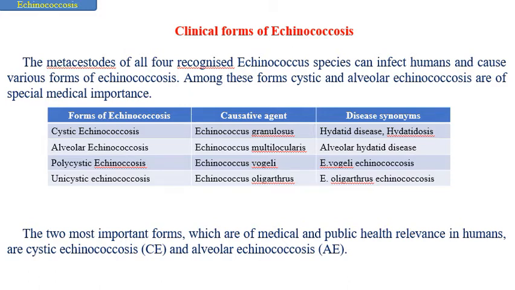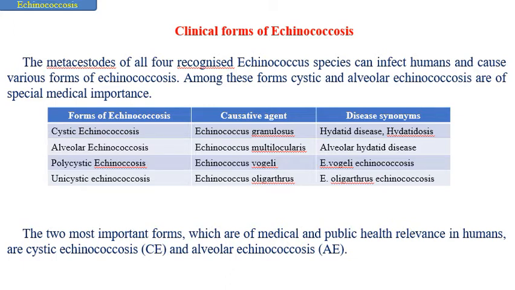The clinical forms of echinococcosis: all four recognized Echinococcus species can infect humans and cause various forms of echinococcosis. Among these forms, cystic and alveolar echinococcosis are of special medical importance. Cystic echinococcosis is caused by Echinococcus granulosus, and the disease is often called hydatid disease and hydatidosis. Alveolar echinococcosis is caused by Echinococcus multilocularis and causes alveolar hydatid disease in humans. Polycystic echinococcosis is caused by Echinococcus vogeli.